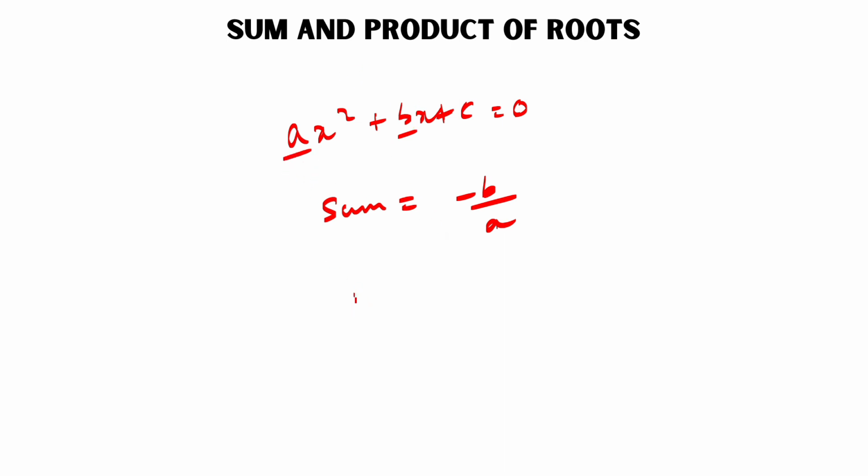Let us move on to the sum and product of roots. If we consider a quadratic equation ax square plus bx plus c equal to 0, where a is not equal to 0, the sum of the roots can be taken as minus b by a, right, where b is the coefficient of x and a is the coefficient of x square, and the product can be taken as c by a. C is the constant and a is the coefficient of x square.